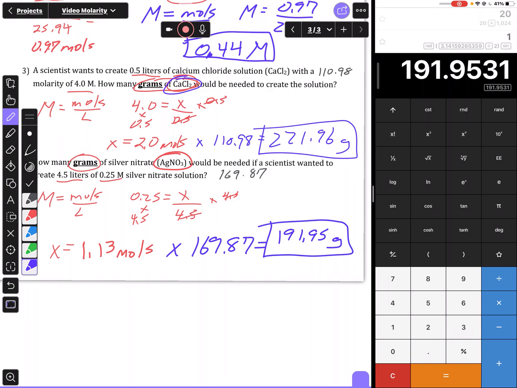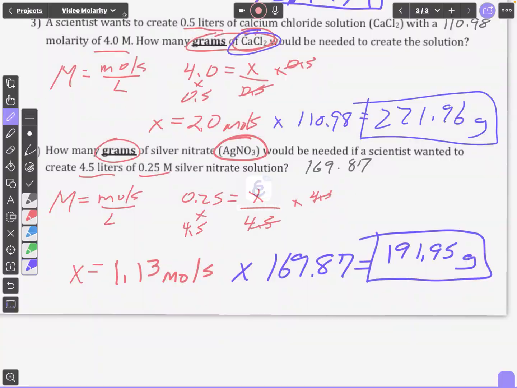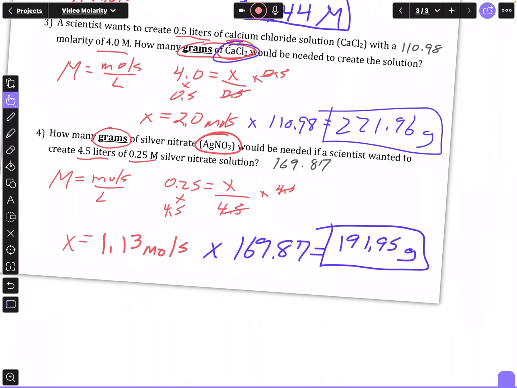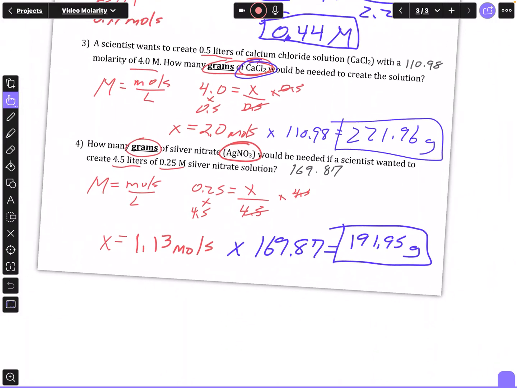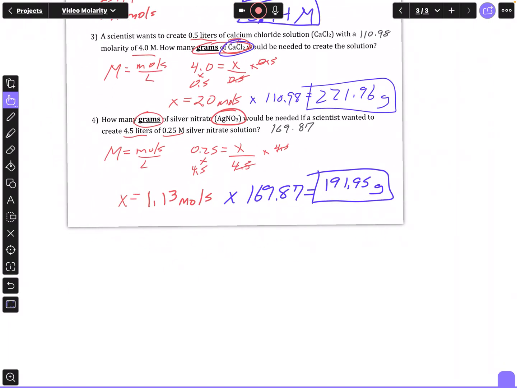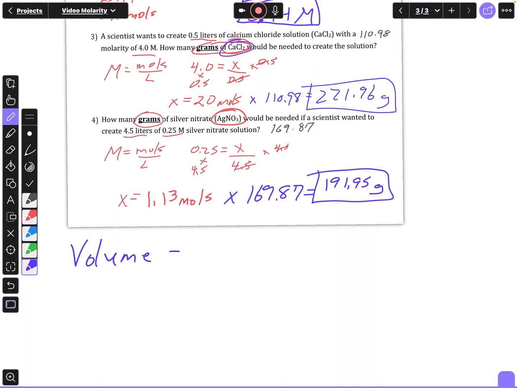Alright, now those problems are pretty easy. That equation's easy to work with. The last thing that we need to talk about, because none of these examples had this, but I think in the worksheet you'll run into this, and I would write this down somewhere on your page: sometimes you'll be given your volume in milliliters. If that is the case, you need to convert that to liters, because you have to be in liters.